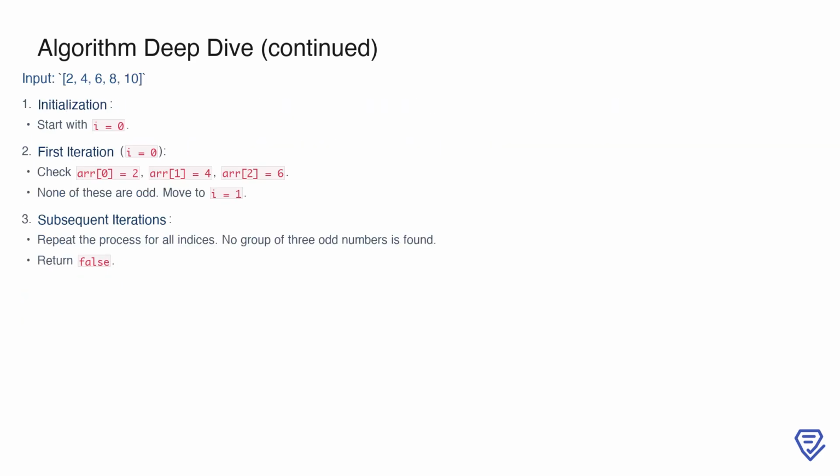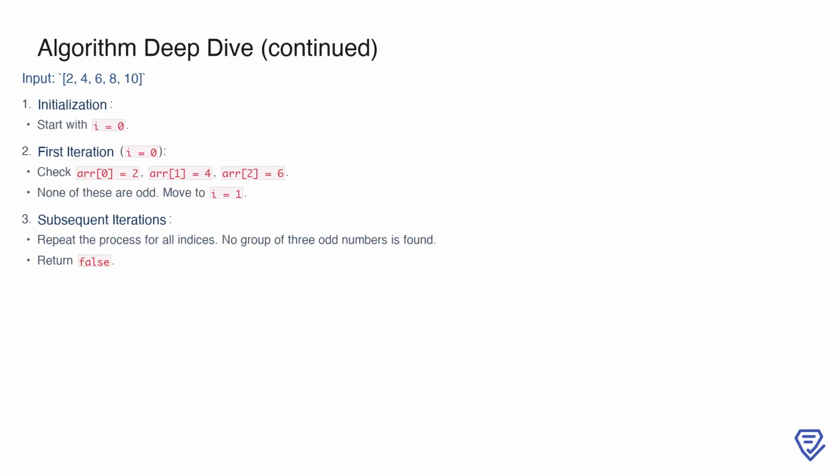Now, let's look at a different example with the input 2, 4, 6, 8, 10. We begin with i equals 0 and check the first group of 3 numbers: index 0 equals 2, index 1 equals 4, and index 2 equals 6. None of these numbers are odd, so we move to the next index. For each subsequent group, the same pattern continues, and no group of 3 odd numbers is found.